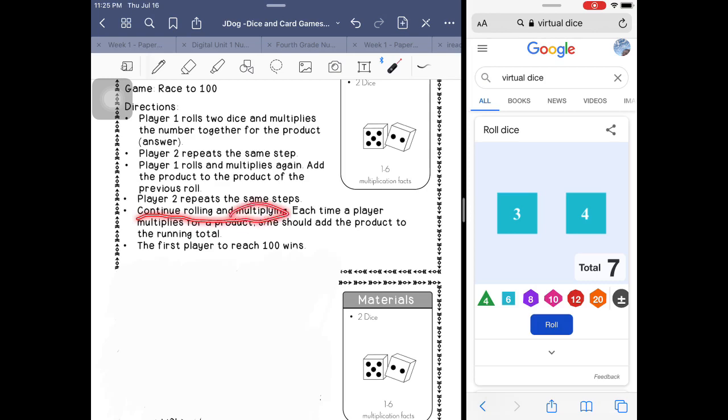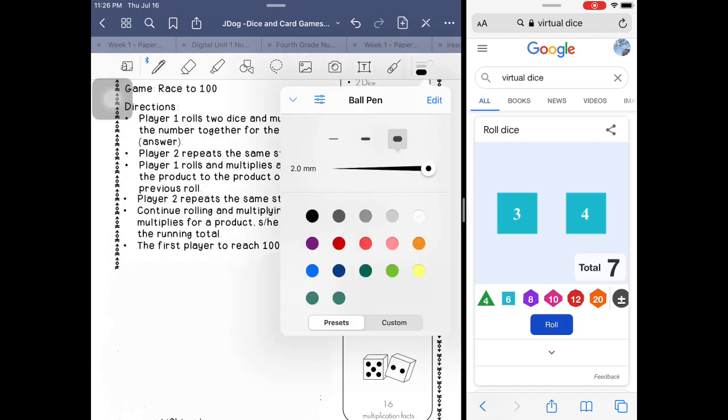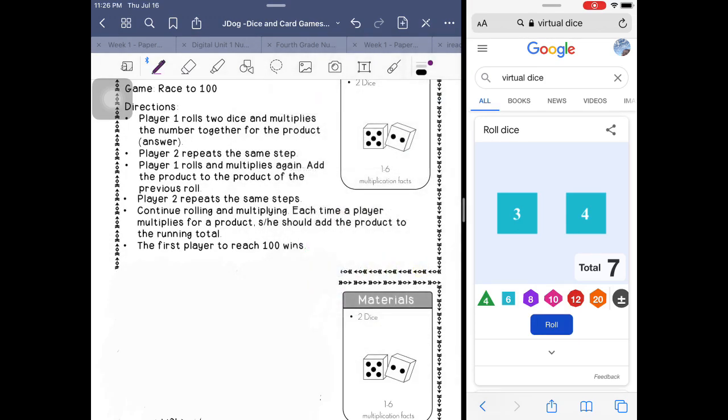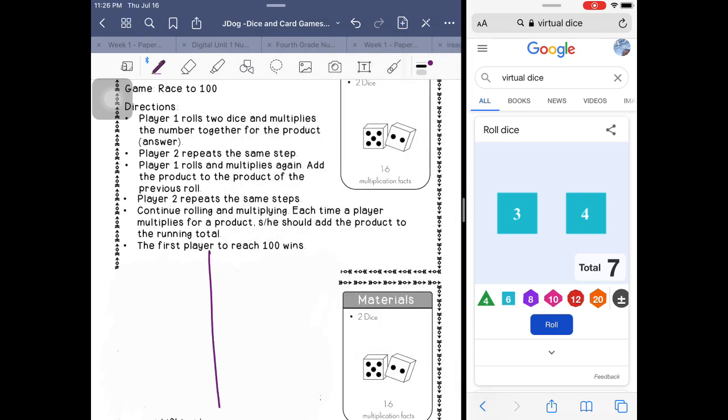You continue rolling and multiplying. Each time a player multiplies for a product, she or he should add the product to the running total. The first player to reach 100 wins. So you have a little chart. I always think charts are good. You've got to keep track of your additions. So we'll do player 1, player 2.